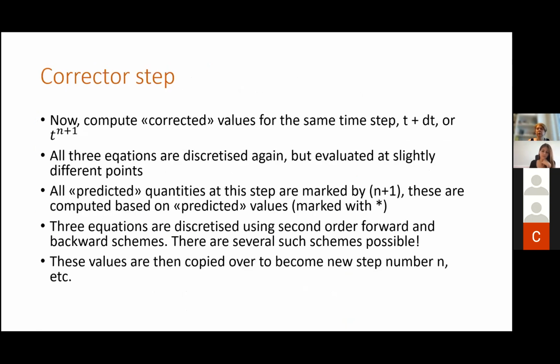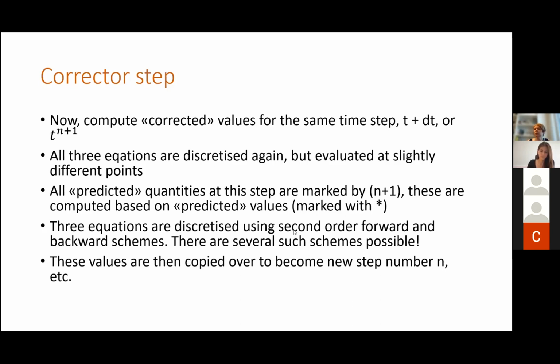So now that we have made the predictor step, we need to move further and produce the corrector step. For the corrected values for the same time step, t plus delta t, or n plus 1, the next step, we again discretize all three equations, but now they will be evaluated at different points. So we will need another set of arrays to store these values when we are writing our code. And all corrected values at this step will be marked with n plus 1, and they are computed based on those star values.